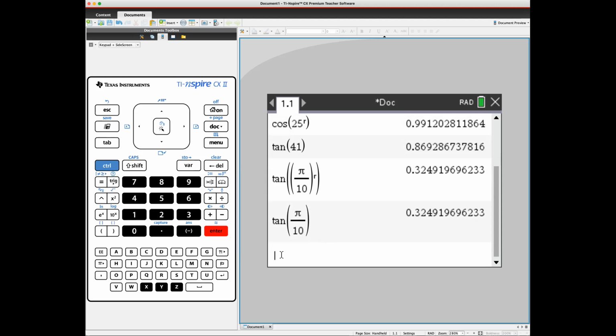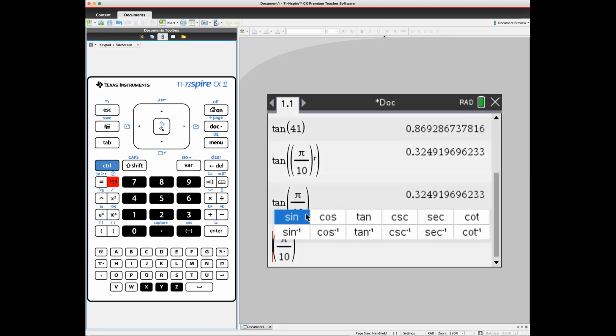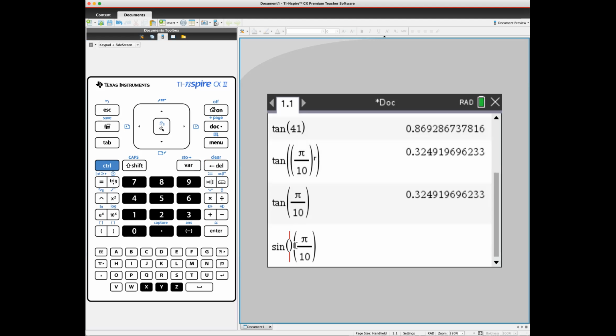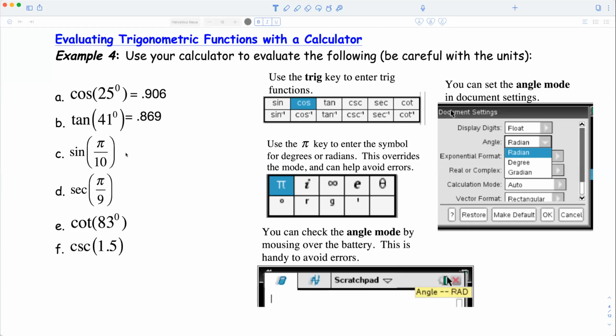Oh, it wasn't supposed to be tangent, it was supposed to be sine. So let me grab this one and change this trig function to be sine. Sorry about that. So what we really want is sine of pi over 10, and that is 0.309. That's the answer we're going to put on the notes. So let's go back to the notes. Sine of pi over 10 is equal to 0.309.